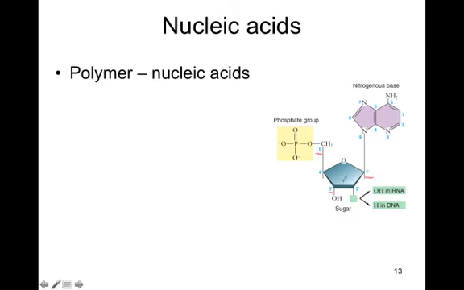The reason this is important is the 1st carbon is where we see the nitrogenous base. The 5th carbon is where we see the phosphate group attached. Now, the 3rd carbon contains this OH group. And this OH group is going to be really important for our understanding of how DNA comes together.